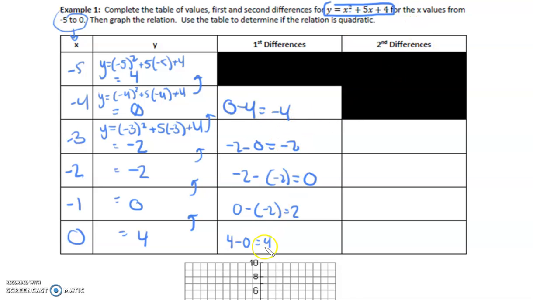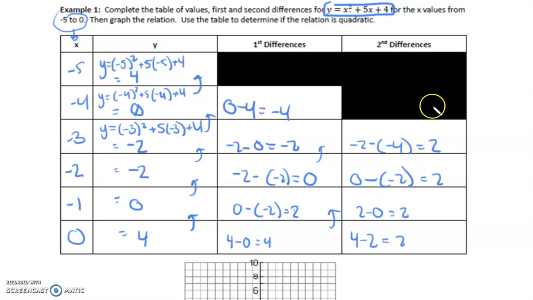Now we're going to do the second differences. We're going to go up the first difference column and subtract. So 4 minus 2, I get 2. 2 minus 0, I get 2. 0 minus -2, that turns to positive 2. And then -2 minus -4, it turns to positive 2. Okay, we can determine by the second differences being constant that this is quadratic.